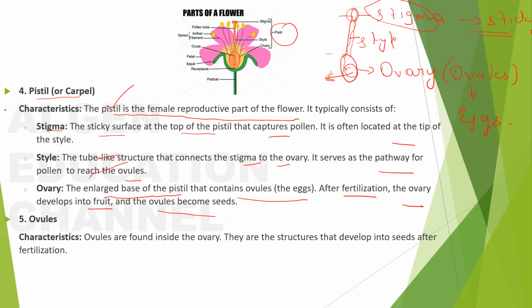See how good nature is, right? So after fertilization, what happens? The ovary develops into, this is the ovary, right? Here this structure is the ovary, okay. This ovary develops into what? It will become fruit and the ovules inside will become seeds. Next, ovules. Ovules are found inside the ovary. They are structures that develop into seeds after fertilization, right?